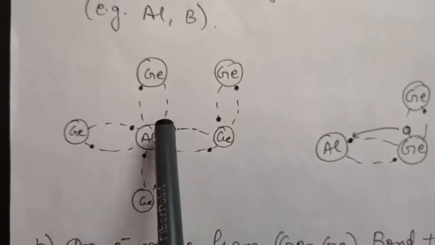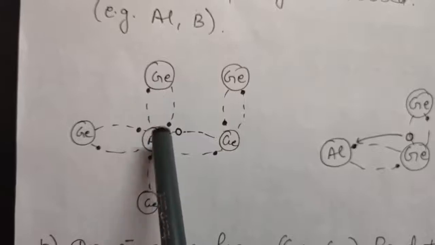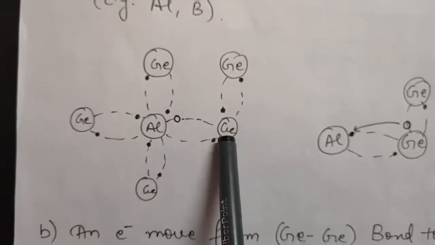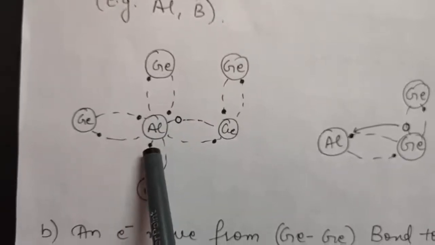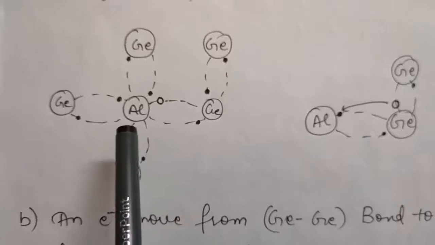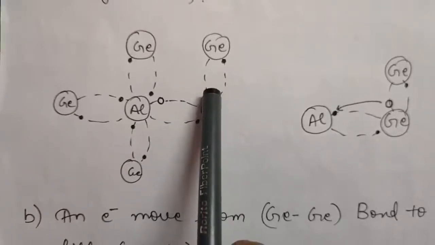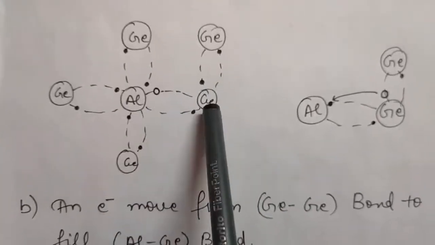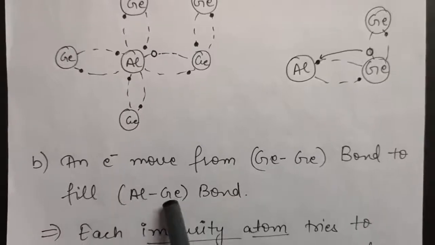Okay, so now if you see what will happen, these 3 valence electrons will form covalent bonds with the other germanium atoms adjacent to the aluminium atom, right? But now this germanium also needs a covalent bond, but because of the absence of an electron here, because all the 3 electrons of aluminium are already used, a hole is created here, right? Now what happens, this germanium-aluminium bond wants to complete itself, so an electron from a germanium bond will break, and this will fill the aluminium-germanium bond. So this is your B point: an electron moves from a germanium bond to fill the aluminium-germanium bond.